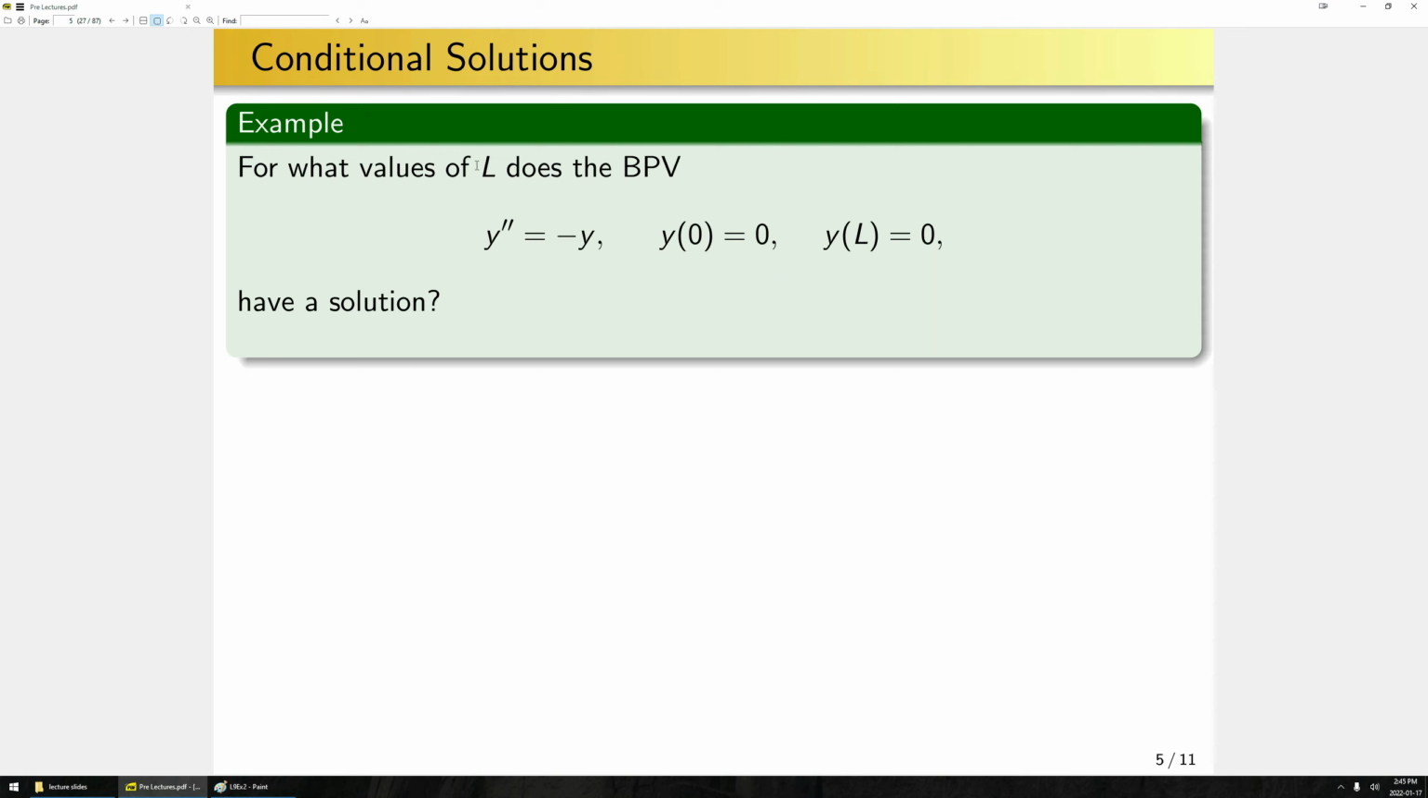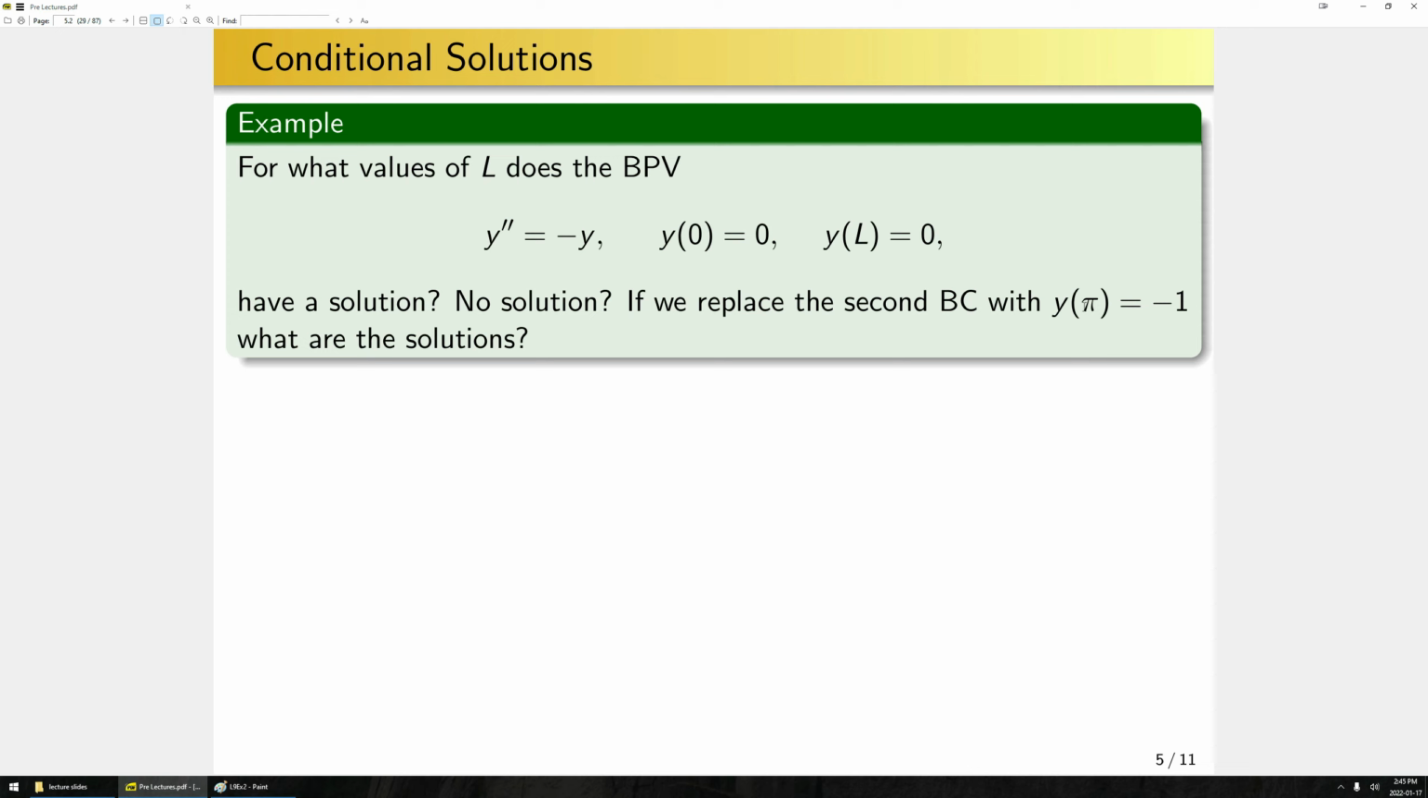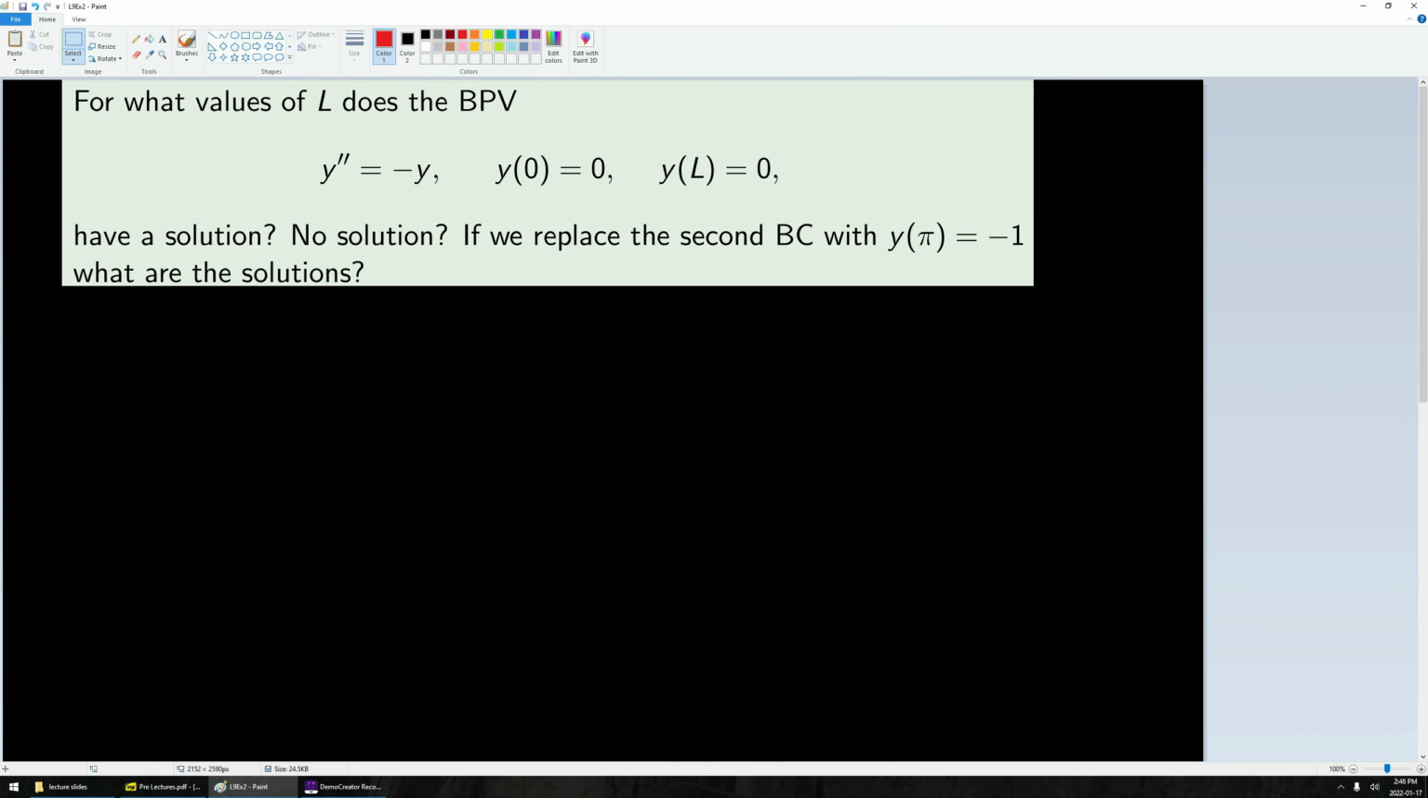One, for what values of L does this boundary value problem have a solution? So we know this could be feasible to be able to find solutions like this if I could pick L. So it's a natural question I could ask. Further, I can ask, for what values of L does it have no solution? And finally, if we replace the second boundary condition with y(pi) equal to -1, what are the solutions? Well, let's tackle these one at a time.